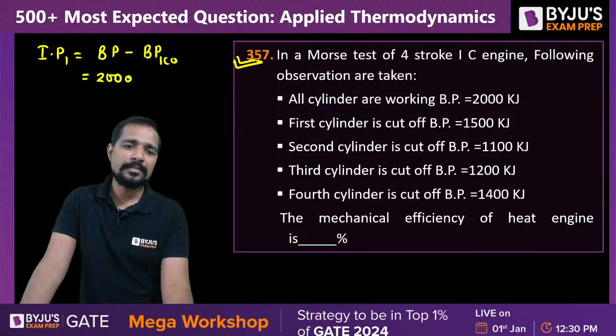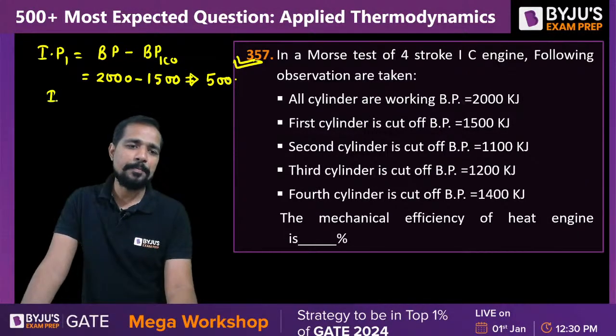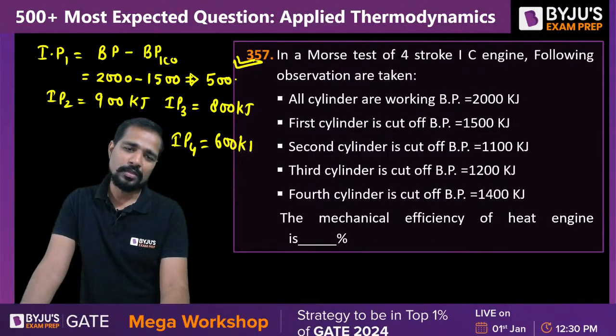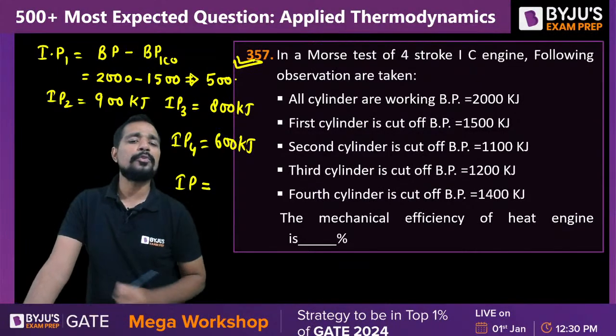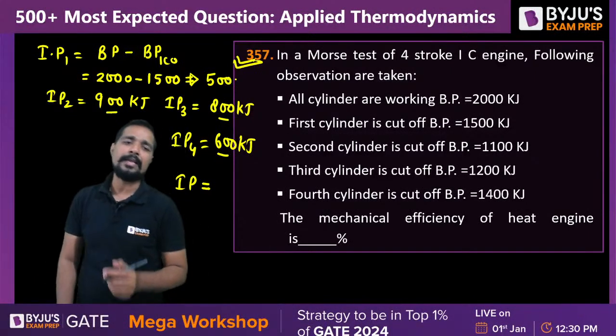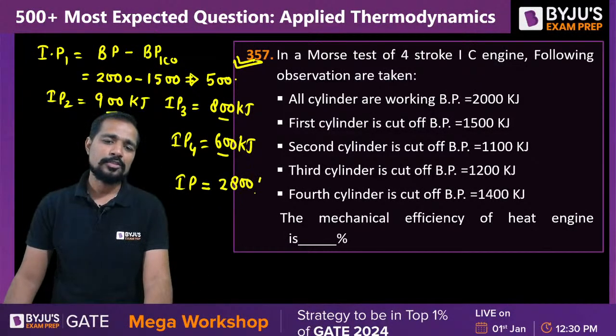What is the brake power when all are working? That is 2000 minus 1500. The answer is 500. What is the IP similarly of the second one? 2000 minus 1100, 900 kilojoule. What is the IP of the third one? That is 800 kilojoule. And the fourth one will be equal to 600 kilojoule. What is the total IP? 600 plus 800 is 1400, plus 900 is 2300, plus 500 will be 2800. So this is the IP.